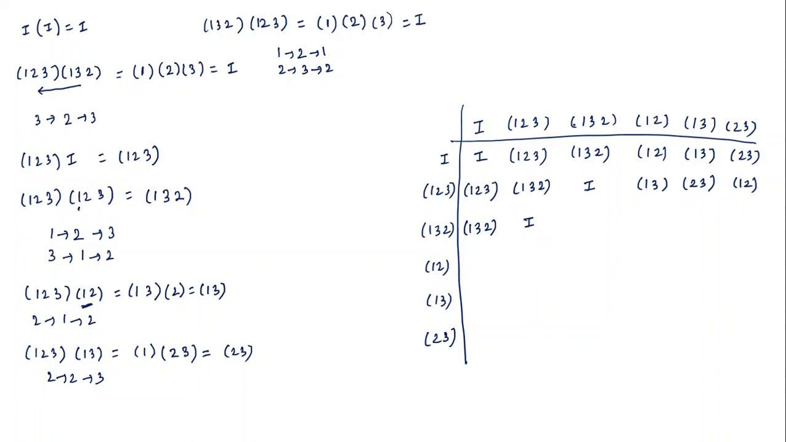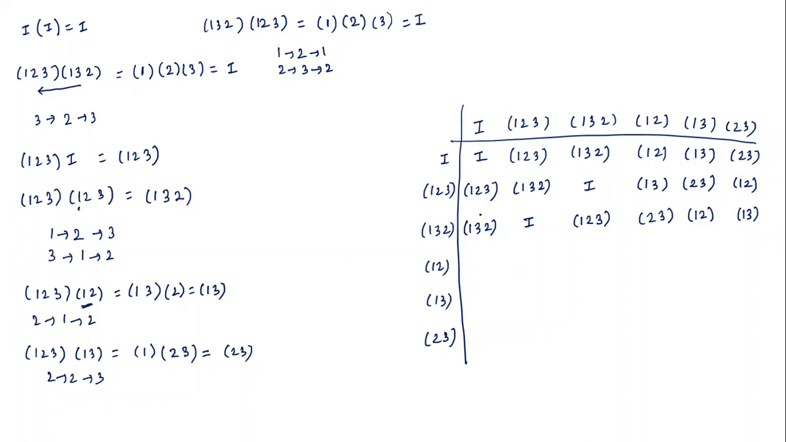Now (1 3 2) operated with (1 3 2). What will it give? Alright, you can try to find it out and you will see that we should get (1 2 3). Now similarly, when you find (1 3 2) operated with (1 2), you will find that we will get (2 3). Then (1 3 2) operated with (1 3) will give you (1 2), and (1 3 2) operated with (2 3) will give you (1 3). So this is how we will get the elements in the third row.